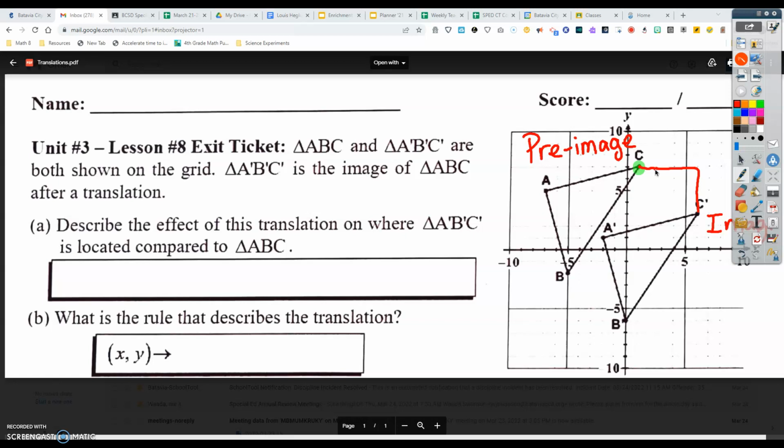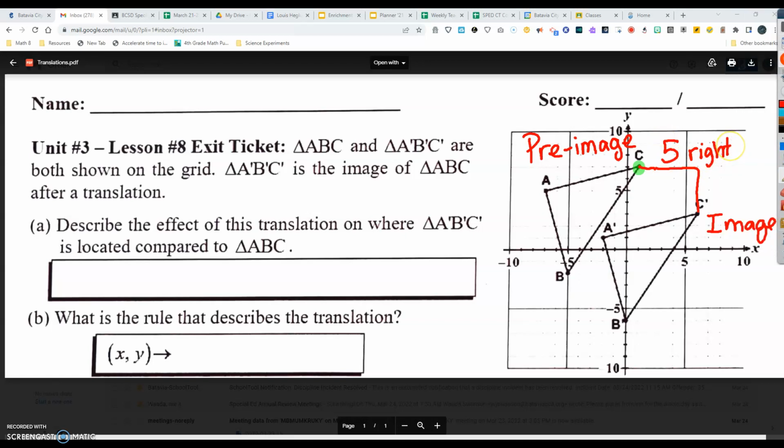So what does that mean? On the grid we look. We're here, so we went 1, 2, 3, 4, 5. We went 5 spaces to the right. That's our horizontal movement, our left to right or side to side movement. Now, how many spaces did I go down? I'm at 7, right? So I went down 1, 2, 3, 4. So I went down 4.